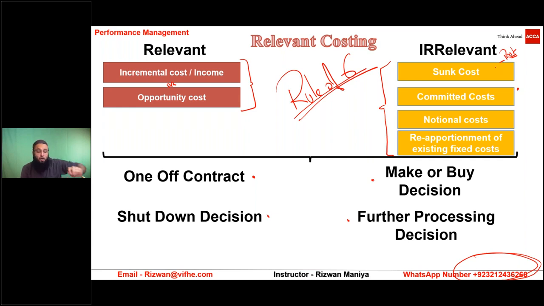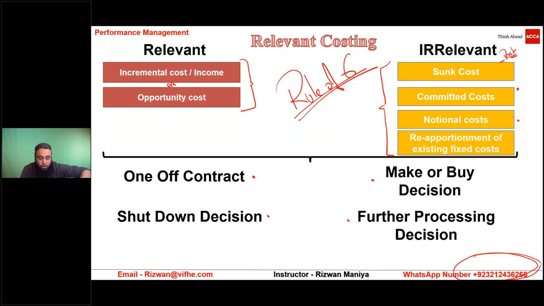So because the commitment to pay was made in the past, before the decision making, even though you haven't paid it yet, it's still an irrelevant cost. People get confused sometimes about the difference between sunk and committed. I say sunk has already been incurred, but committed you will pay in the future. Both are irrelevant because the commitment to pay was made in the past.